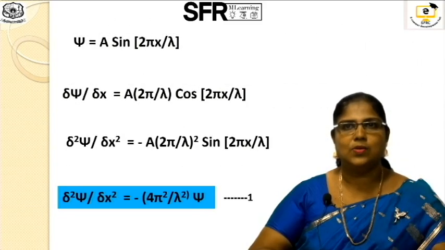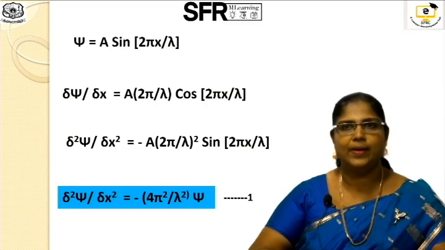Now, this psi is equal to a sin 2 pi x by lambda. This is the wave equation which we should have in mind when we start our Schrodinger wave equation. Now, I am differentiating this equation with respect to x. So, what will be the differentiation of psi with respect to x?